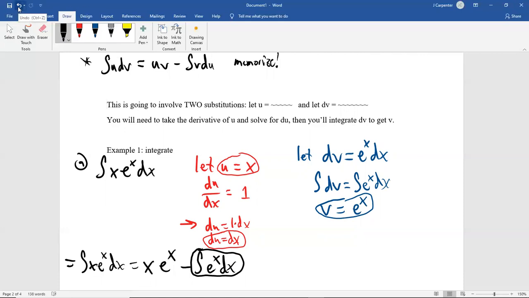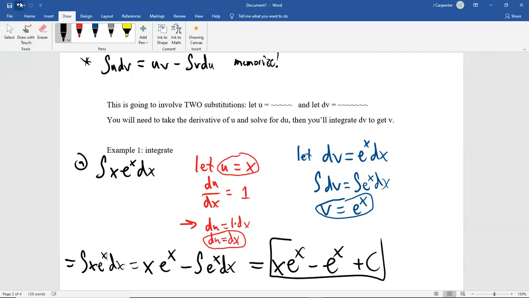We didn't know how to handle x e to the x, but we do know how to handle e to the x. So this becomes x times e to the x minus. Integrating e to the x is literally e to the x. Now we did the integration in the problem, so we put our plus c, and guess what? That's all you can do with it. That's the answer.